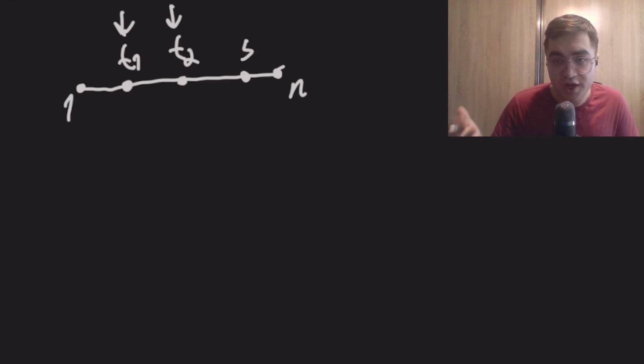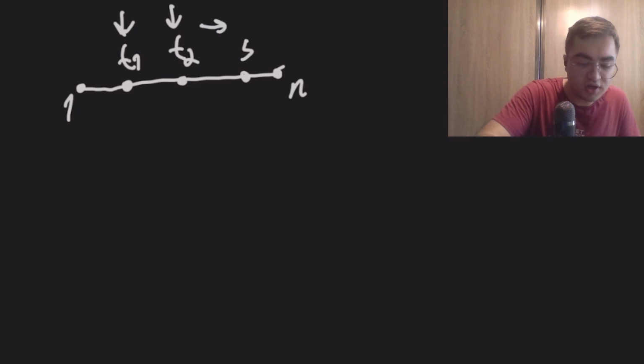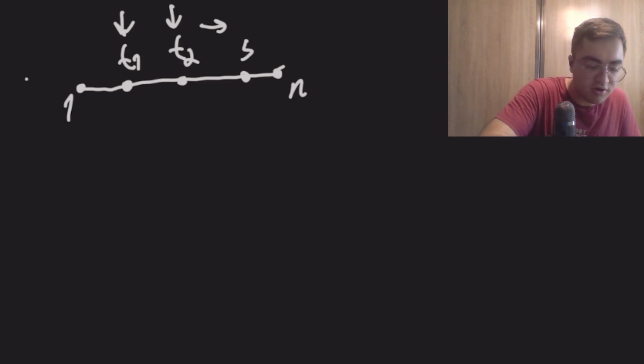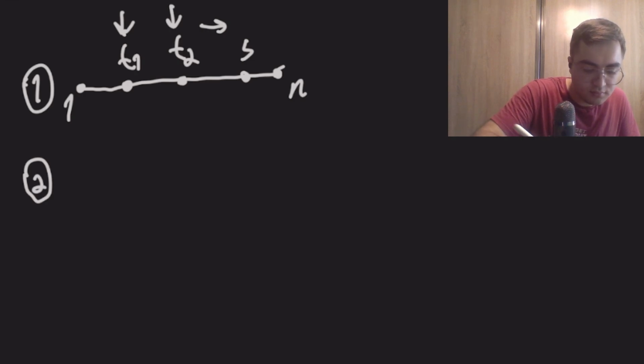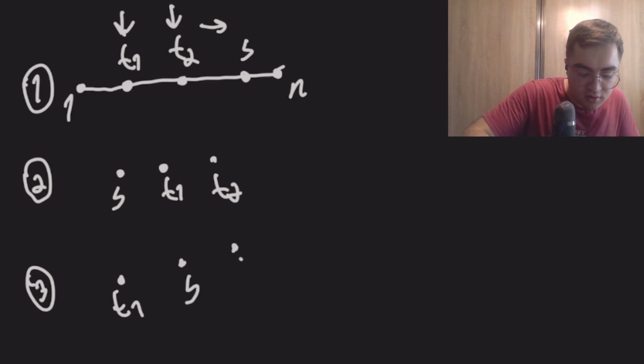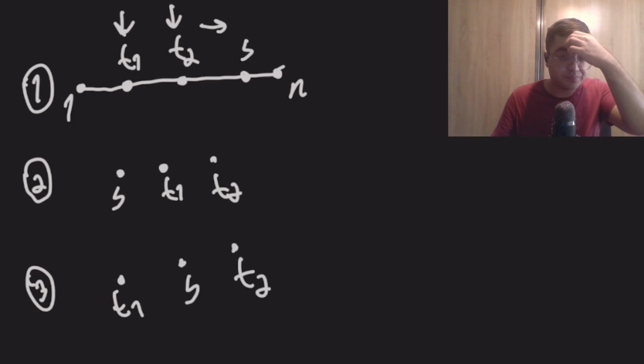And with this in mind, we can actually just check 3 cases. The first one is when the student is to the right of both of the teachers. This is our first case. Now, the second case is when the student is to the left of both of the teachers, teacher 1, teacher 2. This is the second case, and the third case is when the student is in between the teachers, right? These are all the cases.